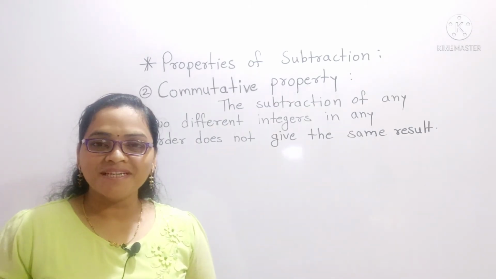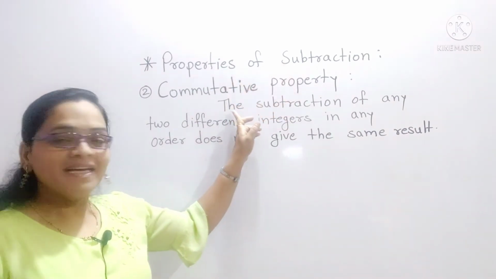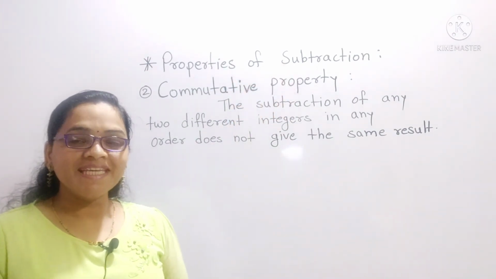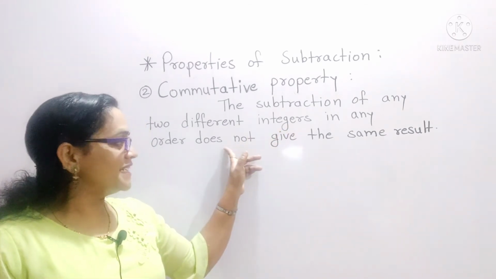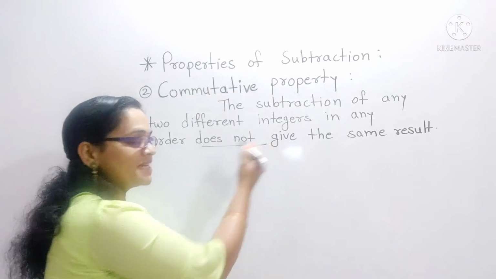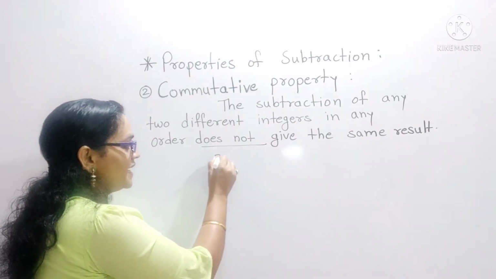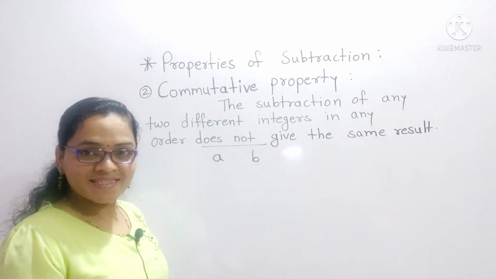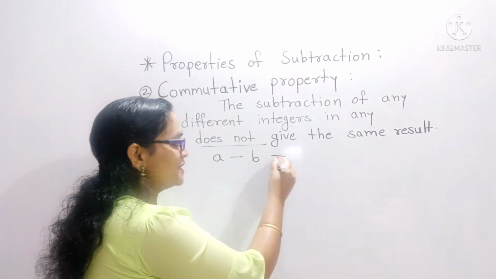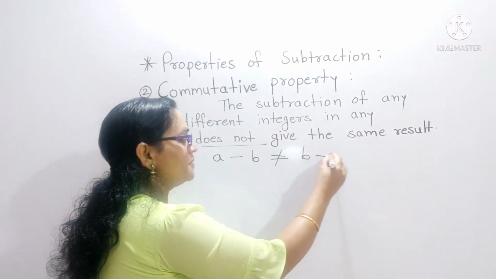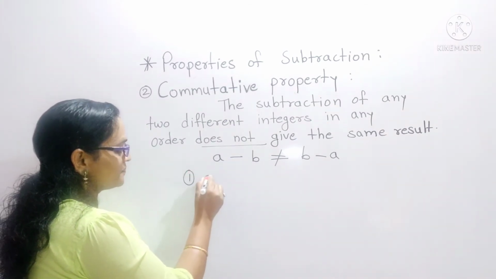What is the second property? Commutative property for subtraction of integers. The subtraction of any two different integers in any order does not give the same result. Does not give the same result means suppose a and b are two integers, then a minus b is not equal to b minus a. Means what? See first example.